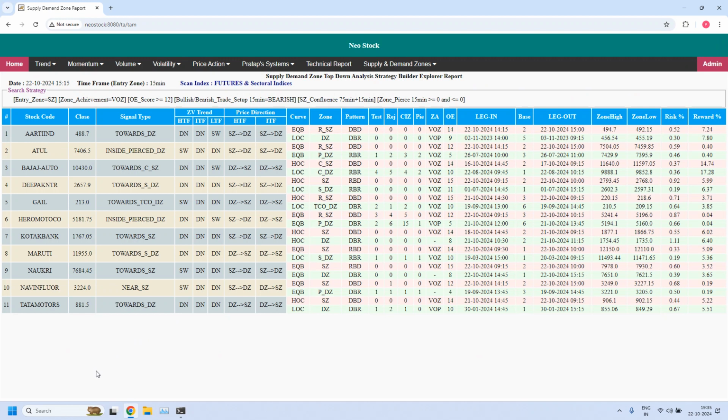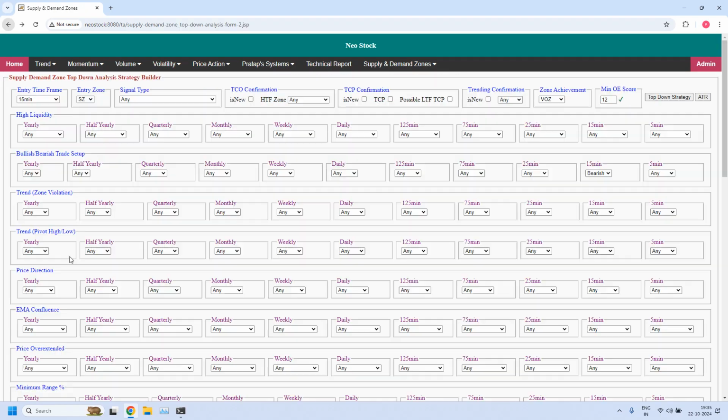That means the 15 minute supply zone is part of the 75 minute supply zone. 75 minutes is ITF. Because the ITF trend is a downtrend, let's verify EMA confluence on these 75 minute supply zones. So in the EMA confluence at 75 minutes time, I am setting 75 minute supply zone with daily EMA confluence.